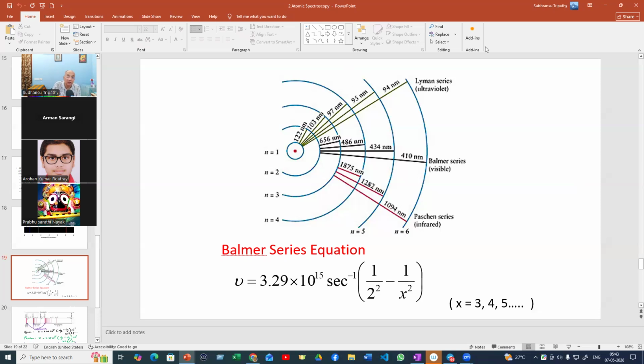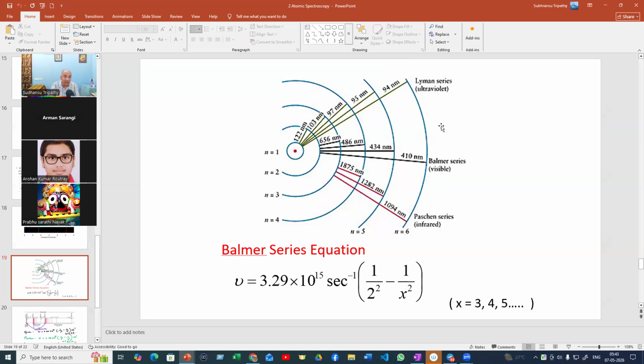In some other third cell, directly to one. In some other fifth cell, directly to one. So any journey directly from higher to one, that will lead you a particular series. It's called the Lyman series. That won't be visible. That has to be recorded in a photographic plate.